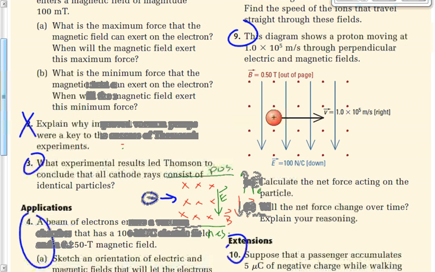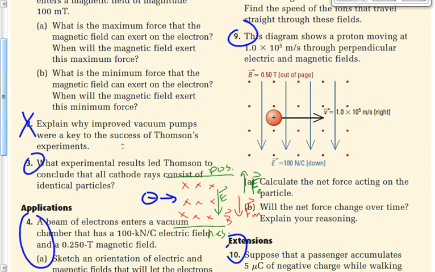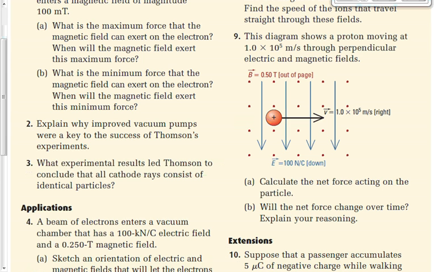Number 9, this diagram shows a proton moving at 1.0 times 10 to the 5 meters per second through perpendicular electric and magnetic fields. What's the net force acting on this particle? And will the net force change over time? I like this question, actually. It's not really a cathode ray tube question per se, but I like the question.